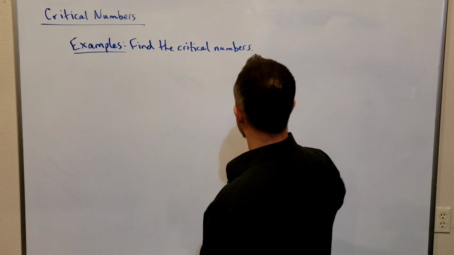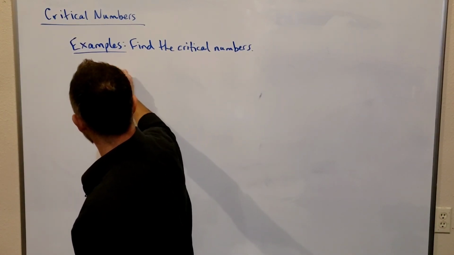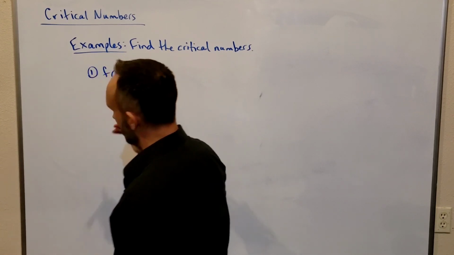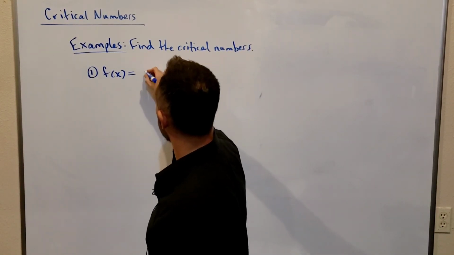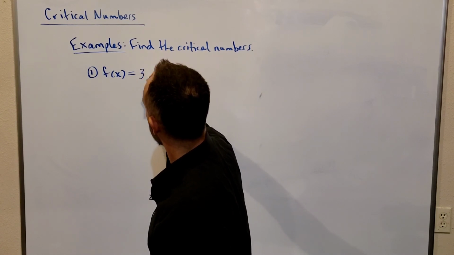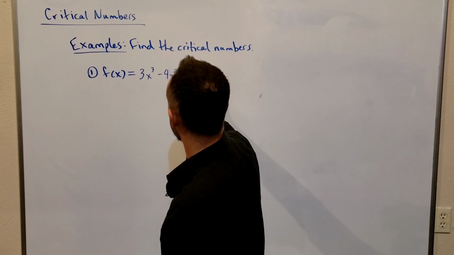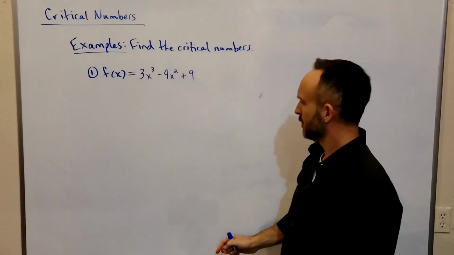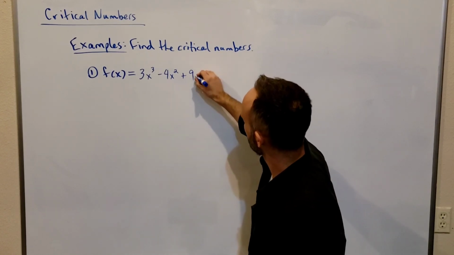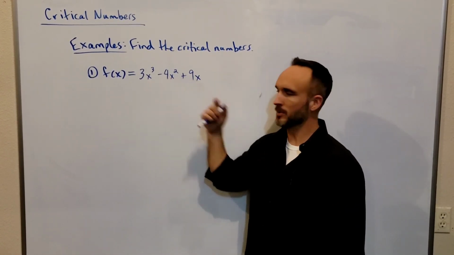You might have a function where the derivative exists everywhere, and none of the derivatives are equal to 0, okay? So we'll call this example 1, and let's look at the function f of x equals 3x cubed minus 4x squared plus 9x. Just a basic cubic polynomial function.